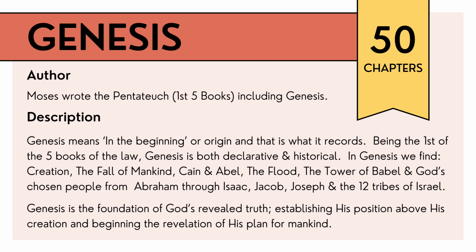Noah awoke from his wine and knew what his youngest son had done to him. He said, "Canaan is cursed, and he will be a servant of servants to his brothers." He said, "Blessed be Yahweh, the God of Shem. Let Canaan be his servant. May God enlarge Japheth. Let him dwell in the tents of Shem. Let Canaan be his servant."